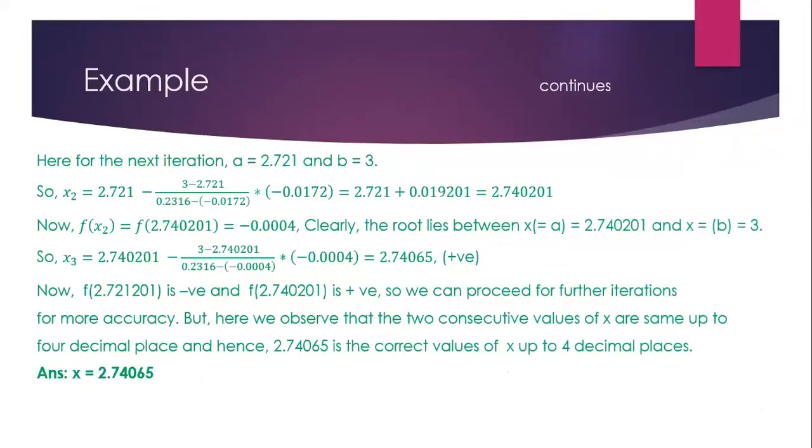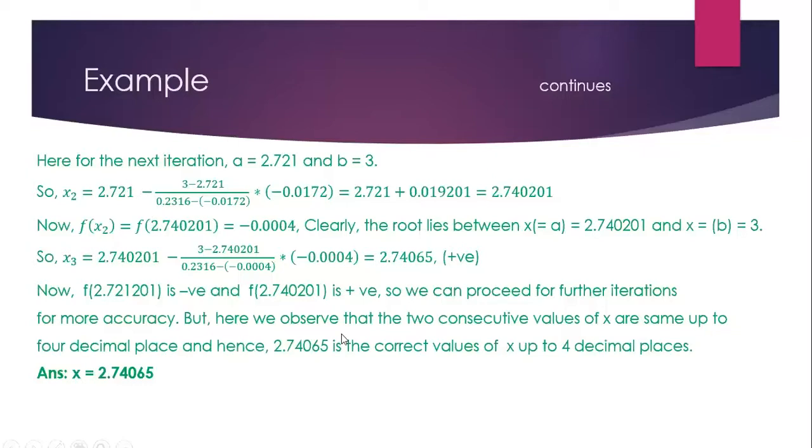So the correctness is achieved up to 3 digits after the decimal. See, 2.740, 2.740. So we can say that 2.740 is the correct answer up to 3 digits. And if you take 4 digits, it will be 2.7405. So 2.74065 is the correct answer up to 3 digits because it does not change after 3 digits.